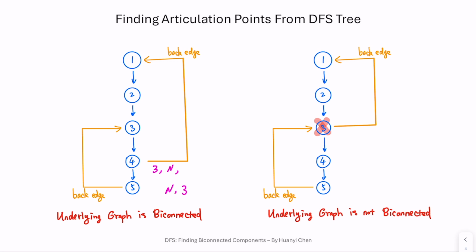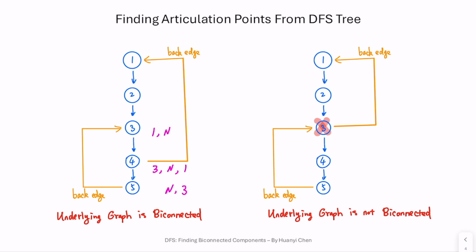Comparing node 3 and node 1, it finds that the earliest node that can be reached by node 4 is node 1. Again, this finding will be propagated to node 3. Since node 1 is discovered earlier than node 3, node 3 is not an articulation point.